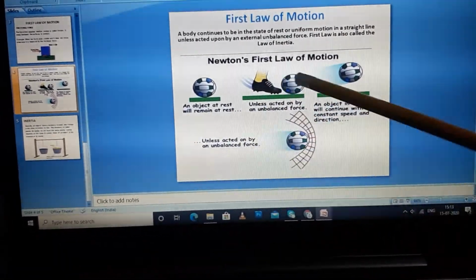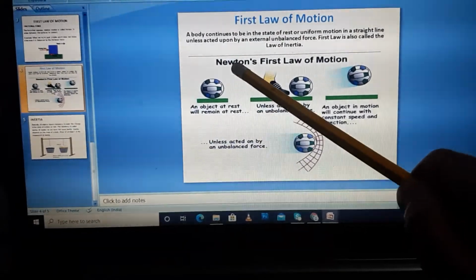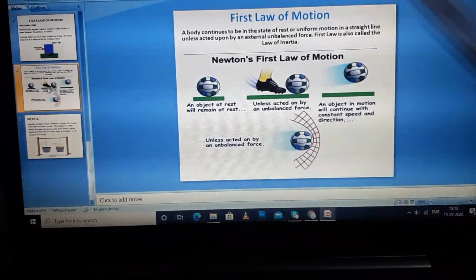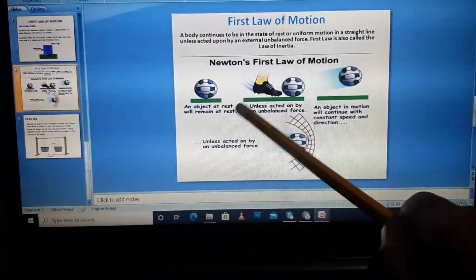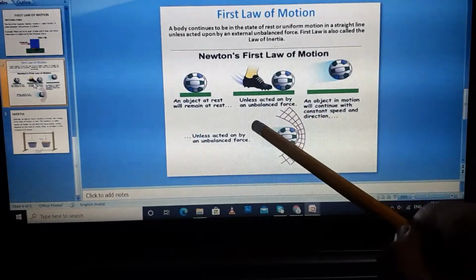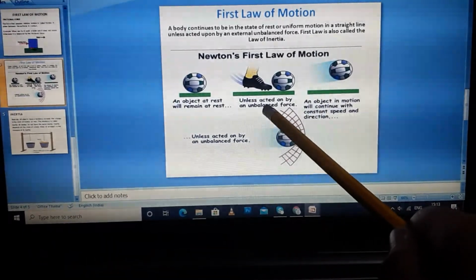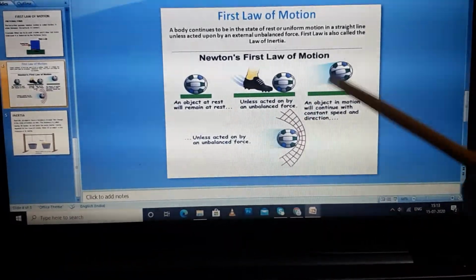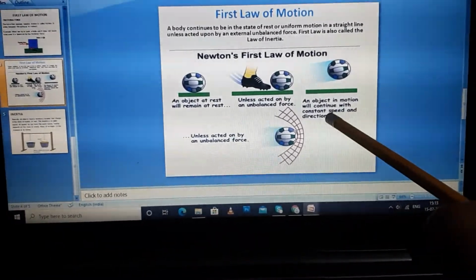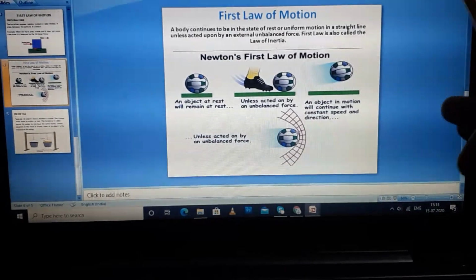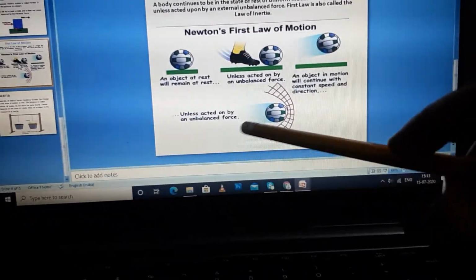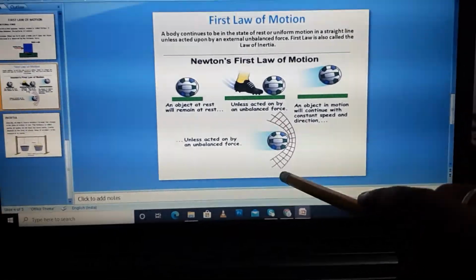A similar example you can see in this. When the ball is at rest, unless you apply an external force, the external force being provided by your leg, the body does not start moving. An object, the ball, in motion will continue its speed unless it is forced to stop by some external force. Here the external force is the net.